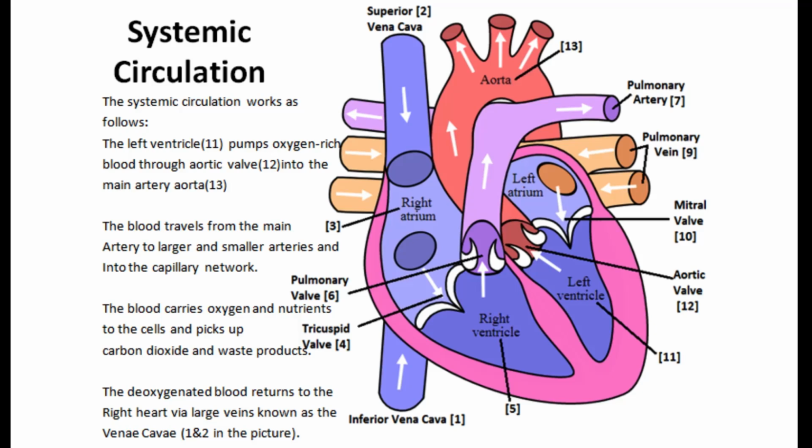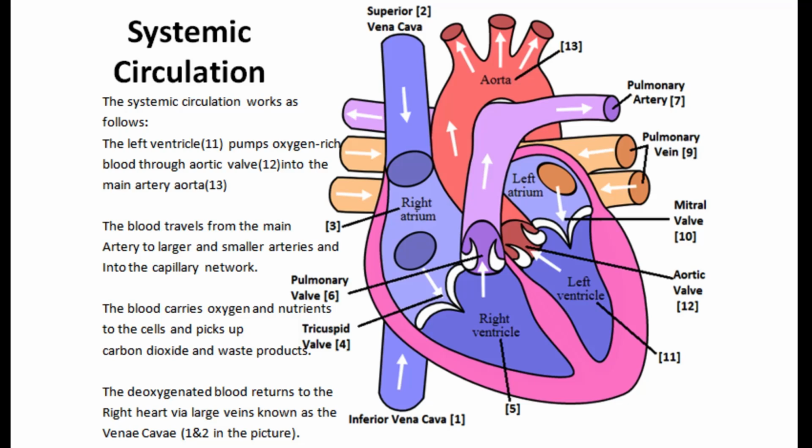So let's understand what systemic circulation is. As I already said, systemic circulation deals with blood exchange between the heart and the body. Now the blood is pumped from the heart to the entire body. Here, to understand technically, the left ventricle denoted by number 11 pumps oxygen rich blood through the aortic valve denoted by number 12 into the main artery, the aorta, denoted by number 13. From the aorta it is supplied to the body.